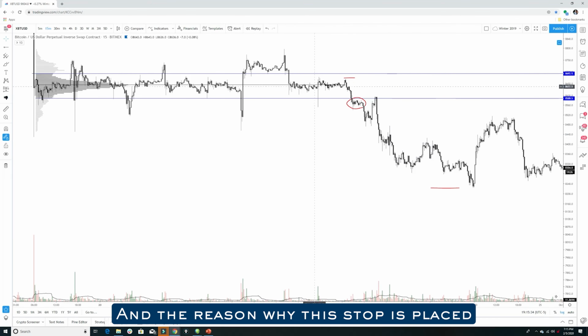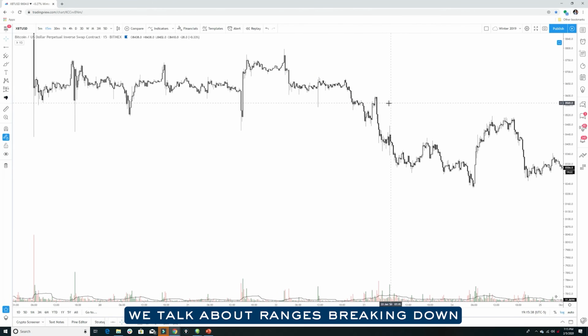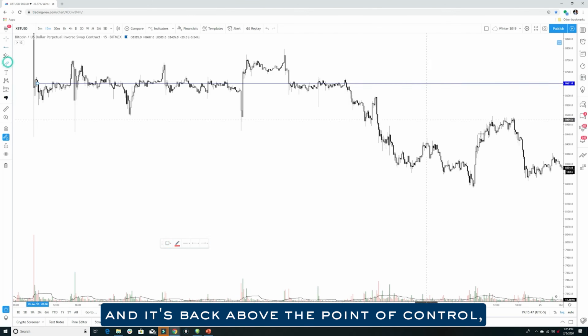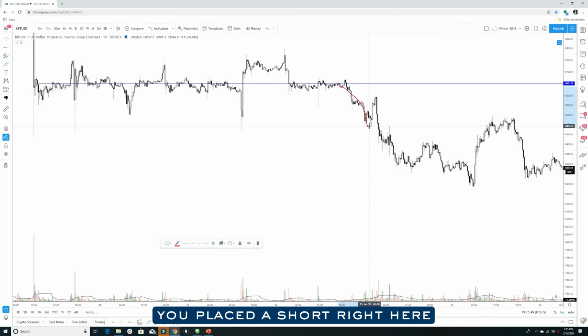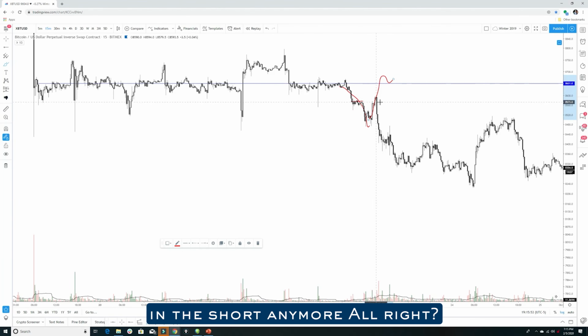And the reason why this stop is placed is because many times we talk about ranges breaking down, and they often will reclaim the center of the range and break upward. So if you are in a trade and it's back above the point of control, let's say it broke down, you placed a short right here. If it's back above here, you don't want to be in the short anymore, all right?